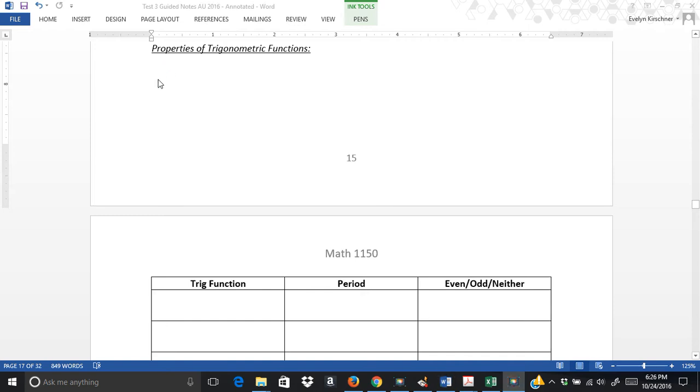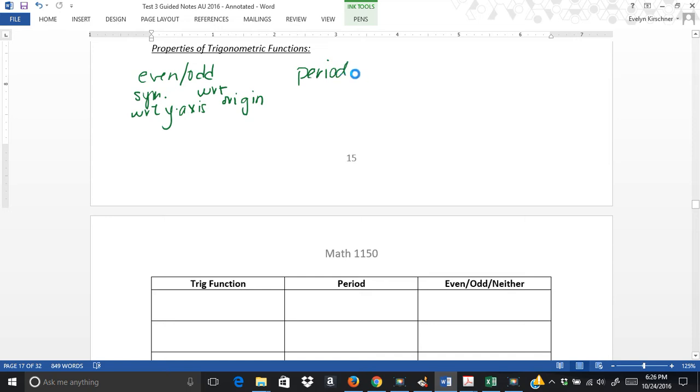Now, there's certain things that we could talk about: trigonometric functions and their properties, and how they're even or odd. And remember, even is symmetric with respect to the y-axis, and odd is symmetric with respect to the origin. We could also give it a period. For trigonometric functions, the period is how long until it repeats. And we'll talk about that in a minute.